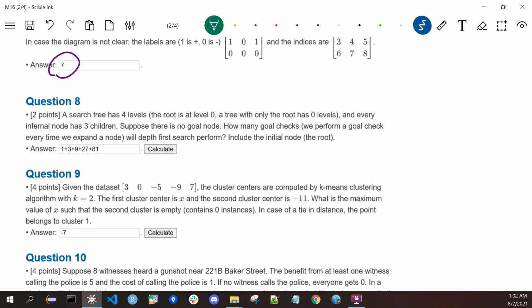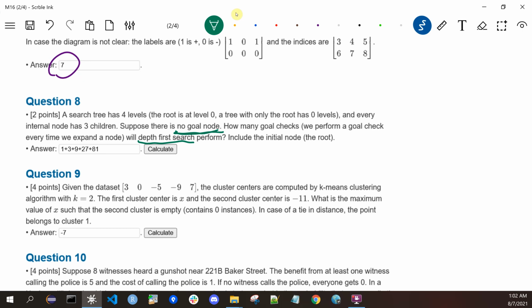So the next question is, there are no go states, and we're doing DFS. Actually, it doesn't matter whether we're doing BFS or DFS. We need to search everything because there are no go states. So we just need to compute how many nodes are there in the whole tree, then we're done.